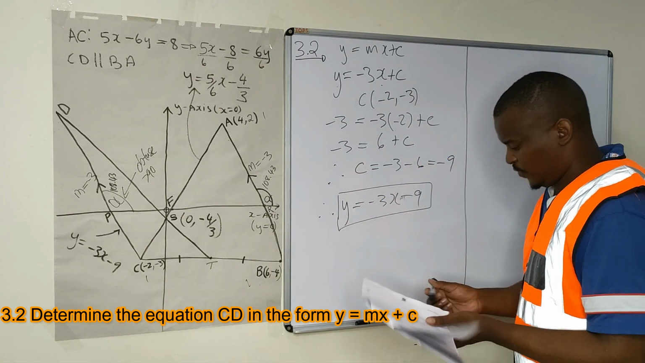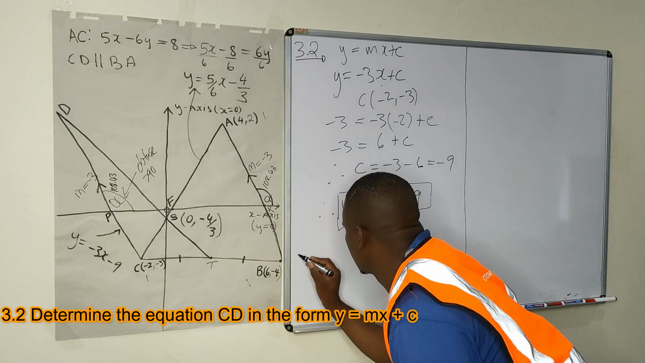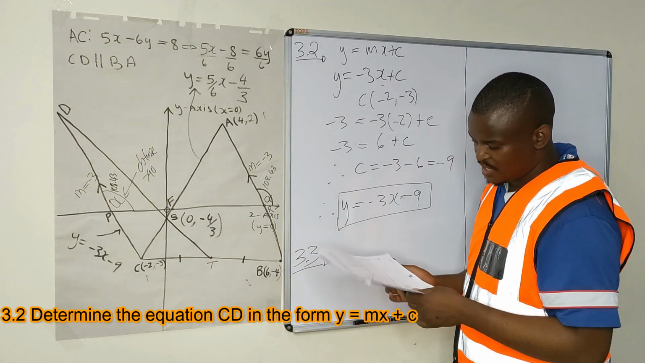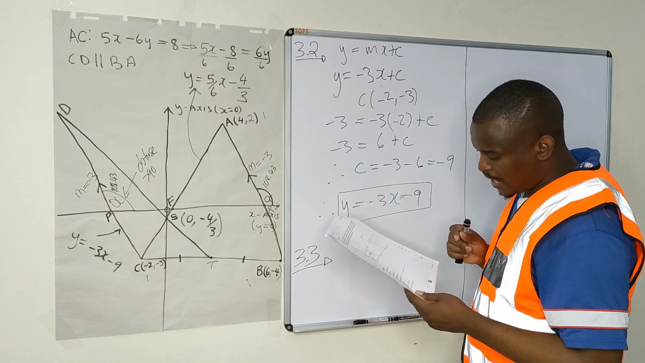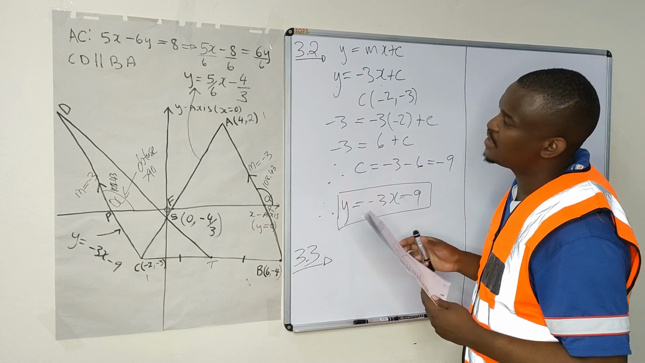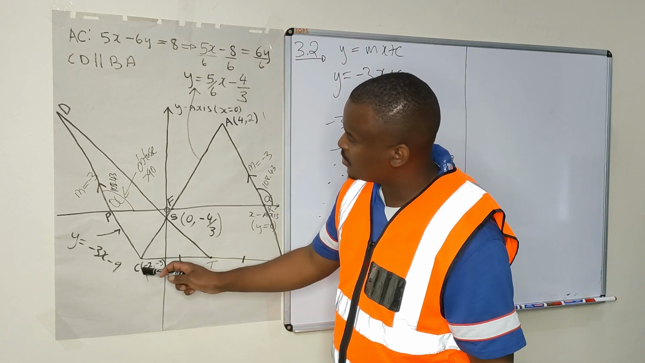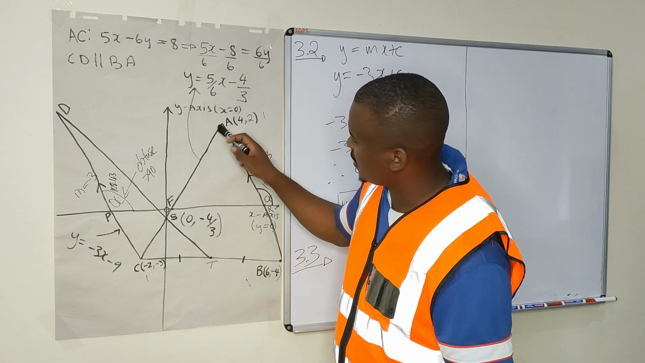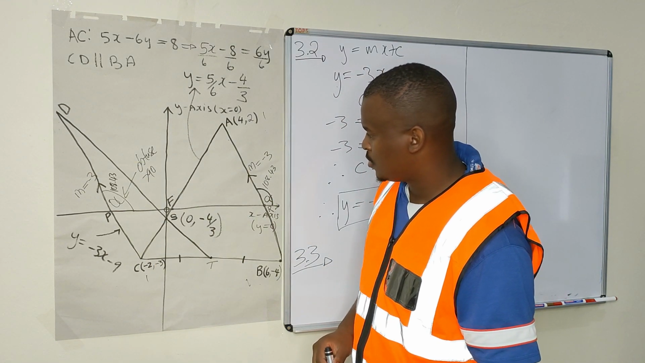Let's go on. 3.3. Calculate the size of angle C in DCA. They want us to find the angle C on DCA, on this triangle here. They want us to find this angle here, right?